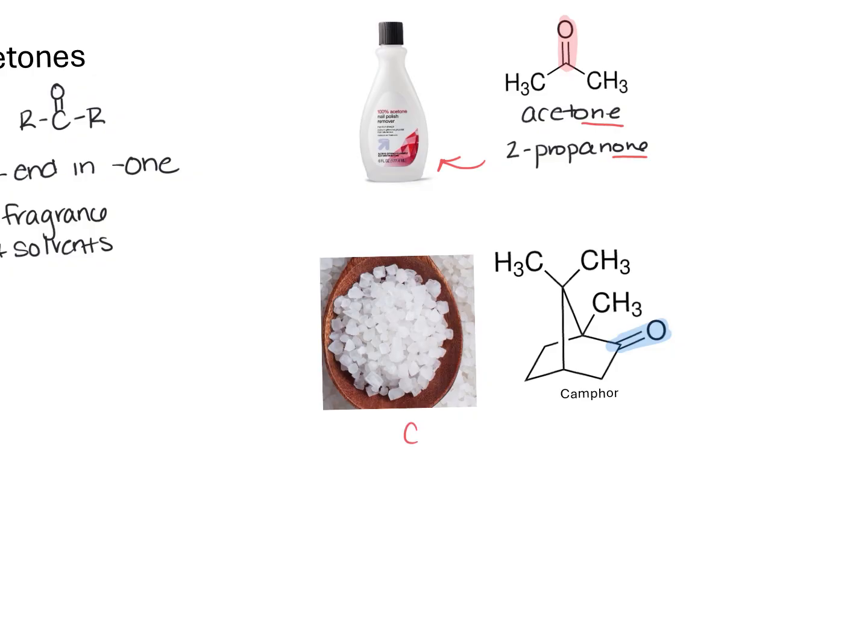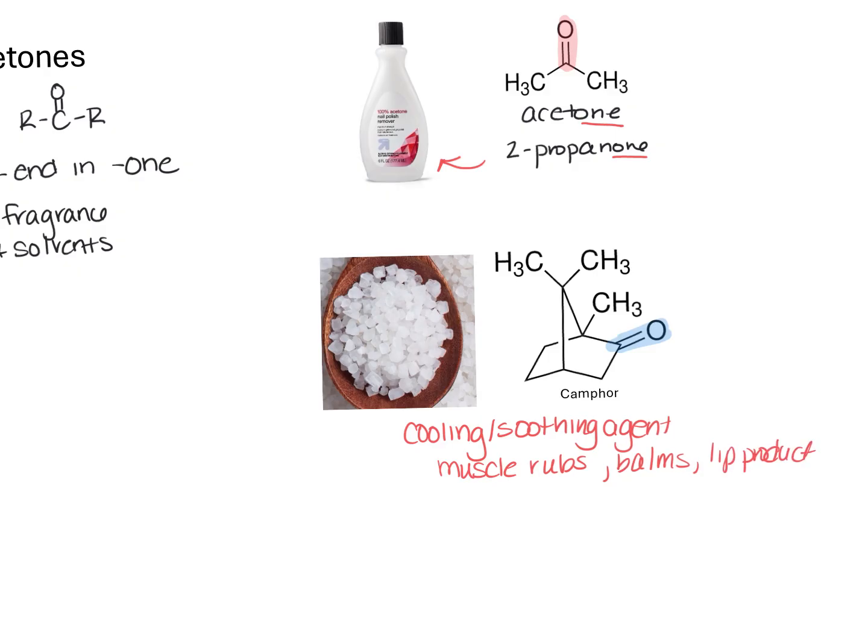But it's used in cosmetics as a cooling, soothing agent. So it provides a cooling sensation when it's applied to the skin. So it's often used in muscle rubs, or balms. It'll be in some lip products. That's where you'll find camphor. And it provides this kind of tingling or soothing effect. It's also what we call an anti-pruritic, and what that does is it helps relieve itching.